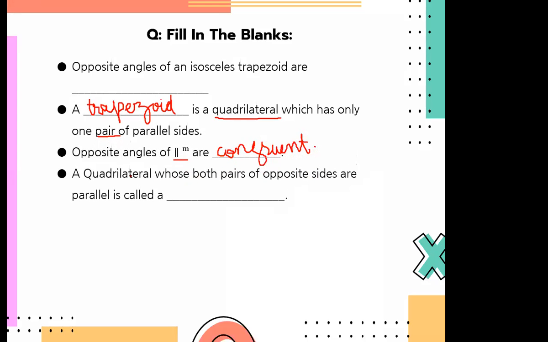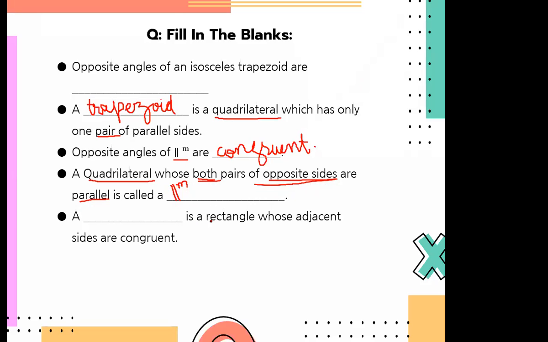A quadrilateral whose both pairs of opposite sides are parallel is called a dash. So which kind of quadrilateral will it be? Yes, very good, Varda. Yes, all of you are giving the right answer. Answer will be parallelogram. Right. Now move on to the next one.